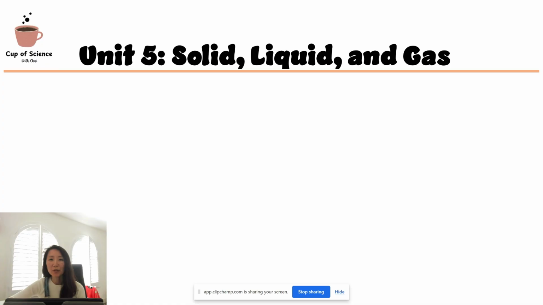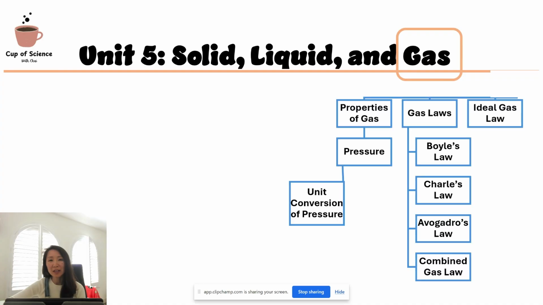In this unit, we'll focus a lot on gas. Now, the gas has several subcategories, and they are properties of gas, gas laws, and ideal gas law. The purpose of this video is to focus on the properties of gas, and under the properties of gas, pressure and unit conversion of the pressure.